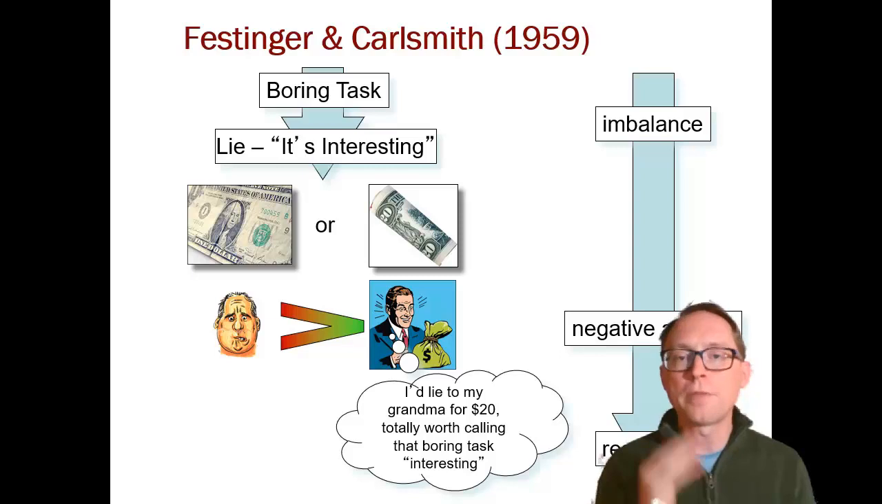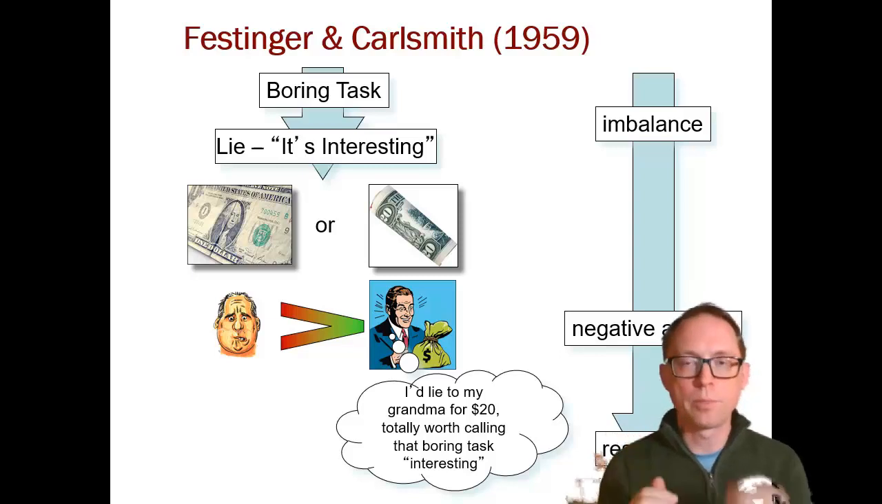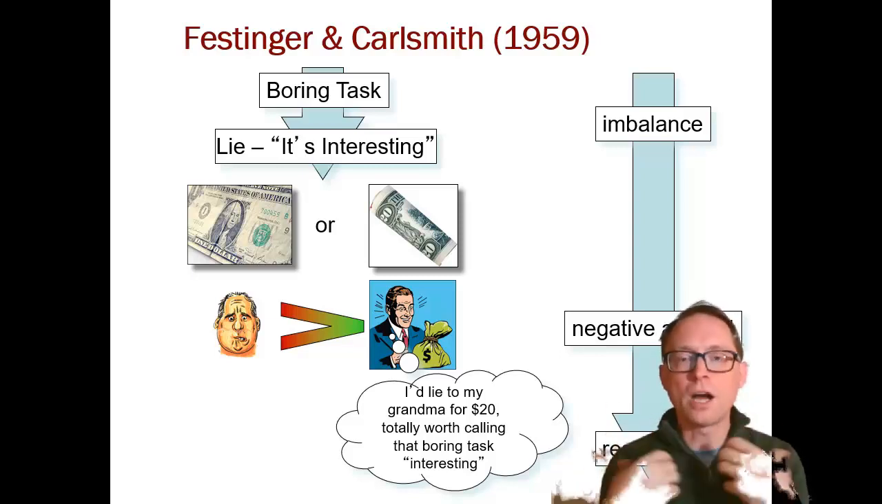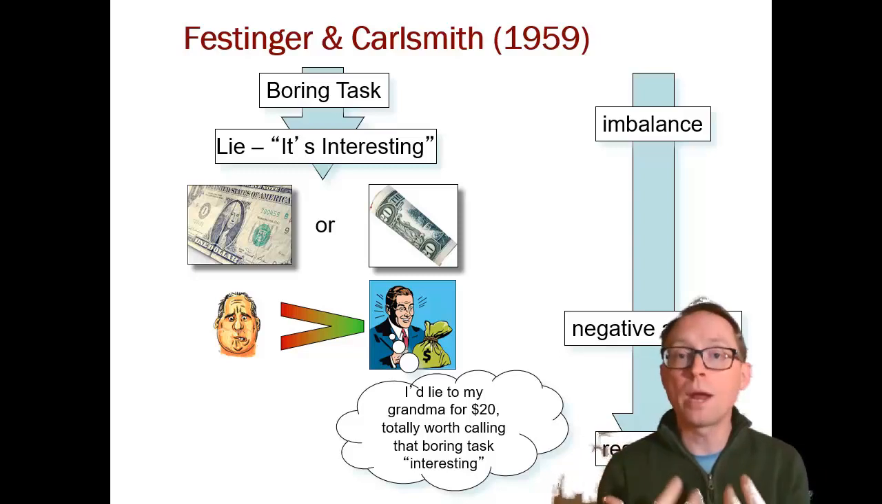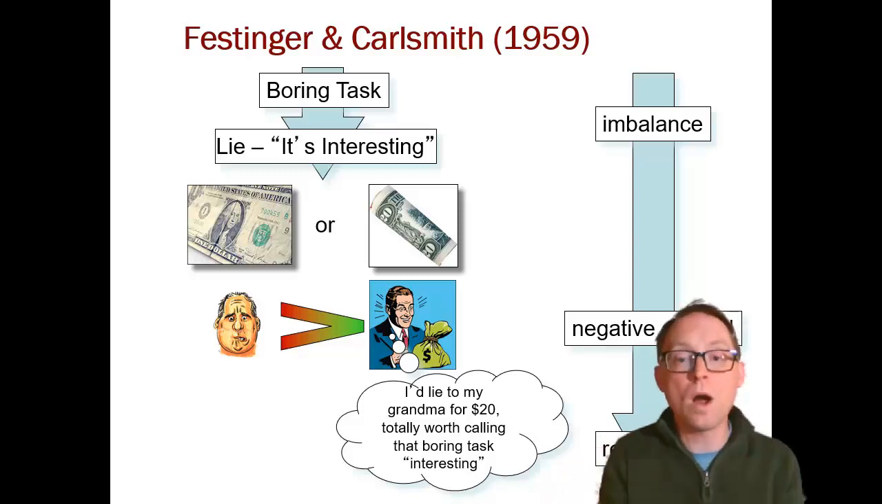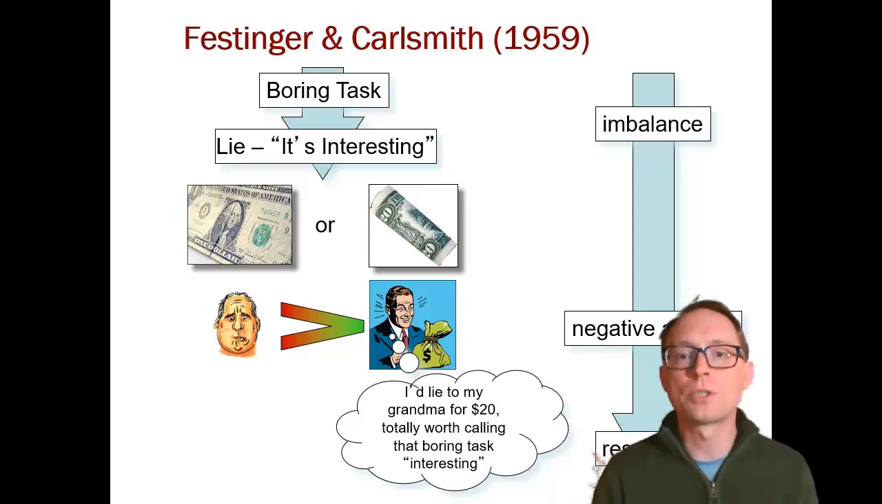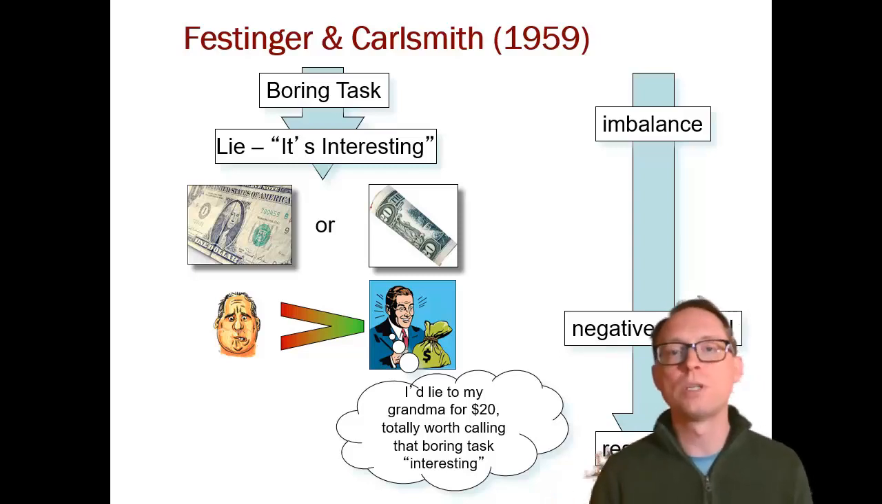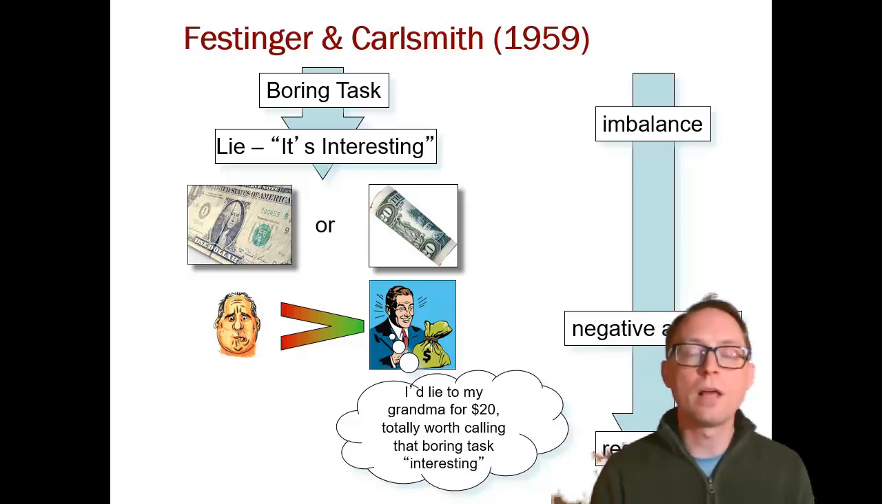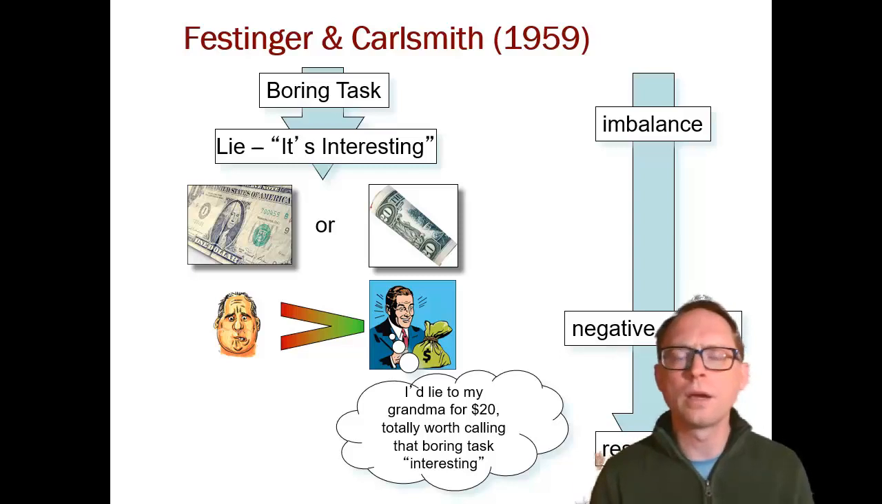So you've got the imbalance: your behavior versus what you really think. That causes negative arousal, and more arousal if you don't have a good reason why. Then you ask, how do I resolve this? I'm not saying the people who got $20 loved lying. That's not what we're saying. They still didn't think lying was good, but they had a good reason why. They had a good way to resolve the dissonance.